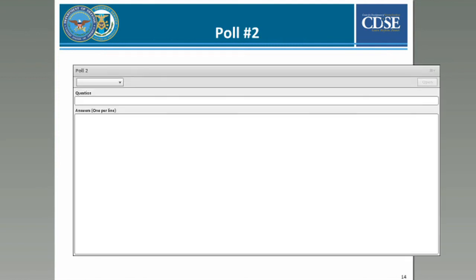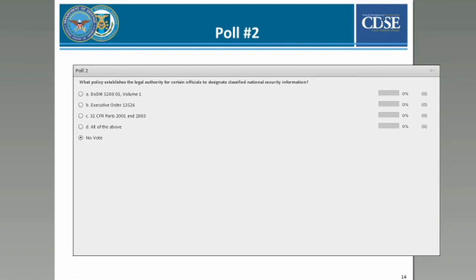So before we move on to our next topic, let's look at another poll question. What policy establishes the legal authority for certain officials to designate classified national security information? Okay. Our answer here is B. It is Executive Order 13526. Looks like most everybody has answered that question correctly. Thank you for your quick response.